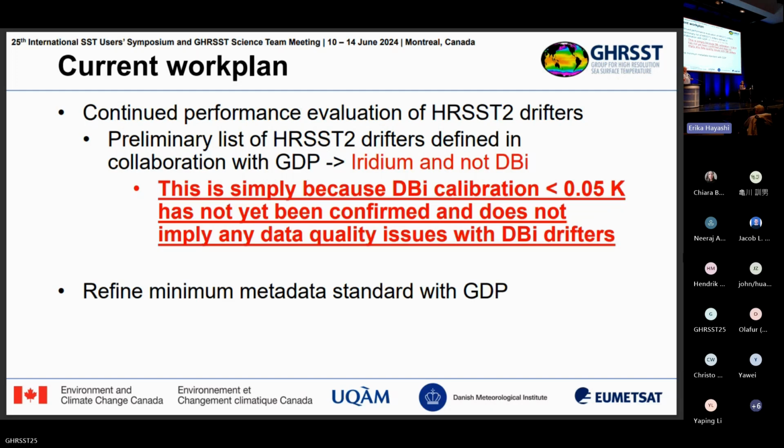This is just because their calibration has not been confirmed with a laboratory certificate. That's the only reason we don't include them at the moment. So it doesn't mean there's anything wrong with the data. It just means we cannot say, yes, that is an HRSST2 drifter because it meets the iridium reporting requirements and it also has laboratory calibration that confirms its accuracy to be less than 50 millikelvin. And we continue to work on the minimum metadata specification, and I'll show you that on one slide.